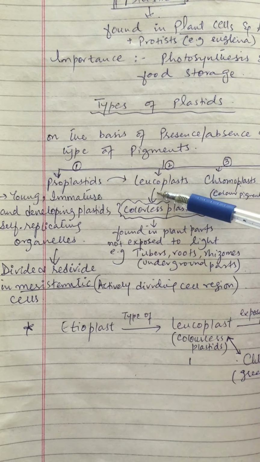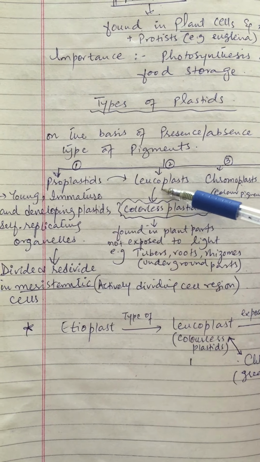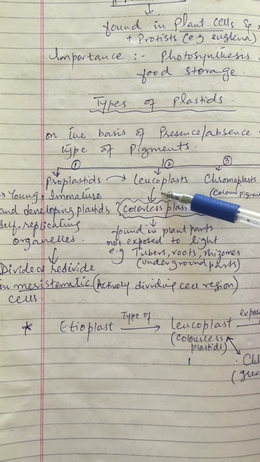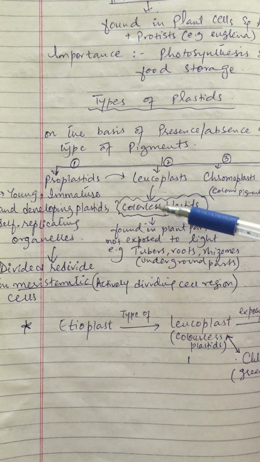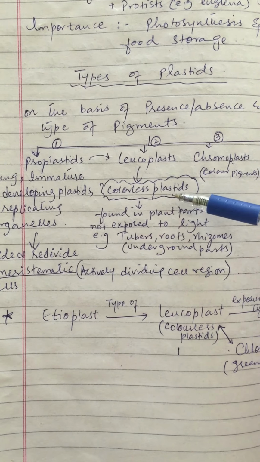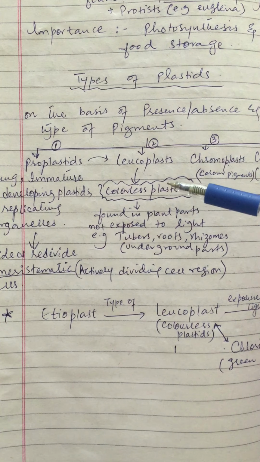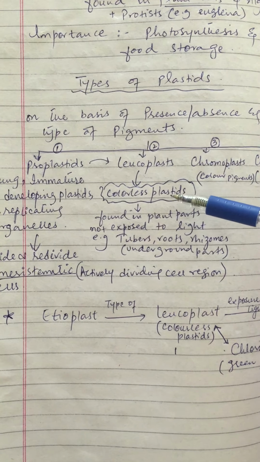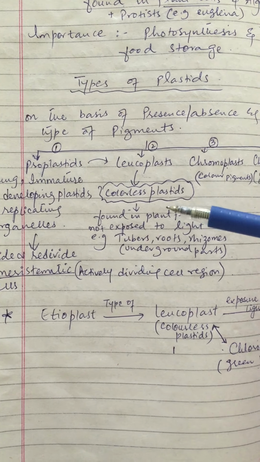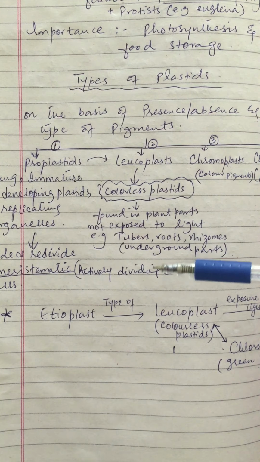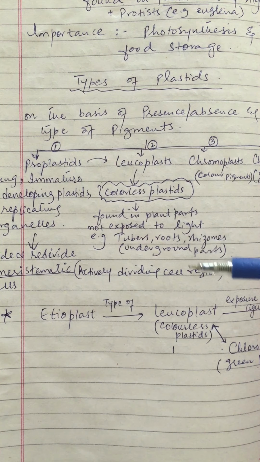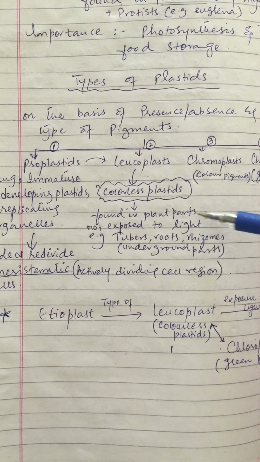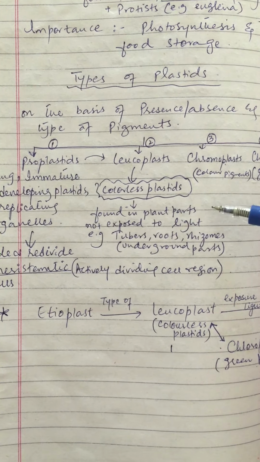Another type of plastid: here comes the leukoplast. Leuko means colorless. These plastids are colorless, without any colored pigment, and are mainly found in the plant parts which are not exposed to light. The examples include tubers, roots, rhizomes. Basically, these are the underground parts of the plant body.